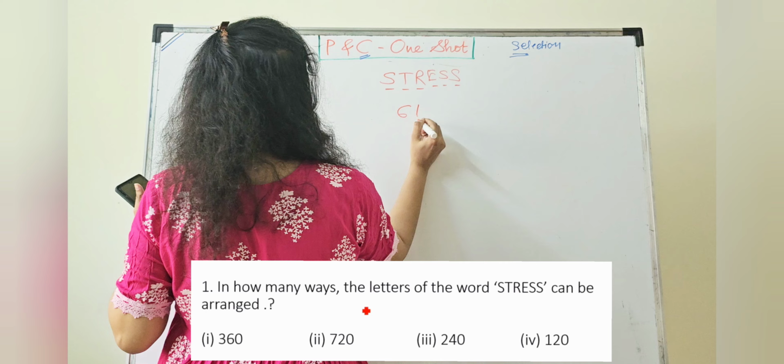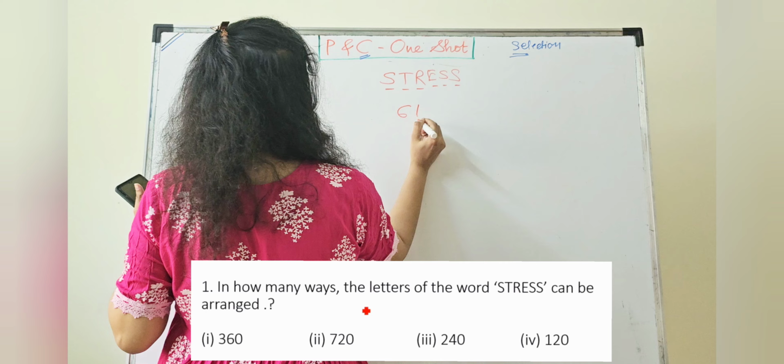Now we are going to see a variety of examples for both. So let's get started with the examples. Here is the first example flashing on your screen. They are asking you in how many ways letters of the word stress can be arranged. Just look at the question.